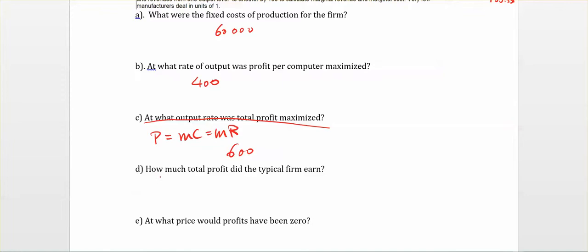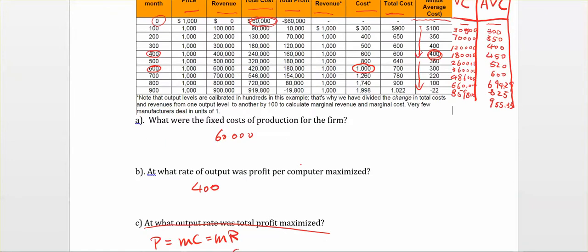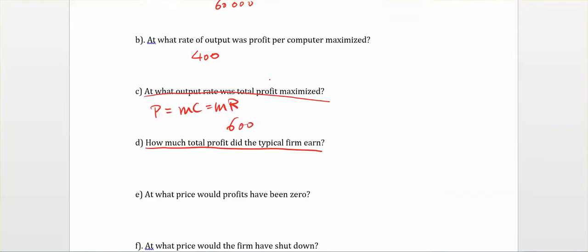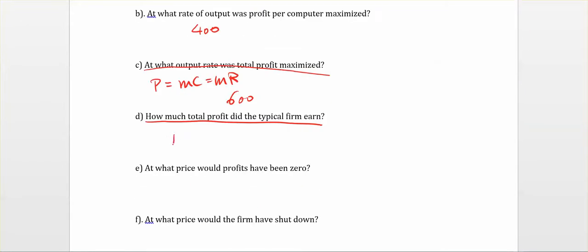And the next question, how much total profit did the typical firm earn? To answer this question, we need to go back to look at our table again. When we have 600 output, corresponding to this 600, we can find the total profit, 180,000. So we don't need to do any calculation. We can write down $180,000. That is the amount of profit the typical firm earned.